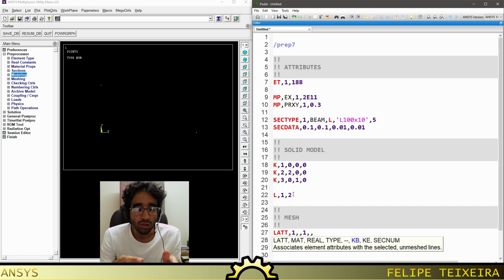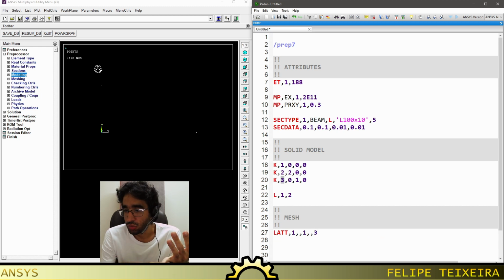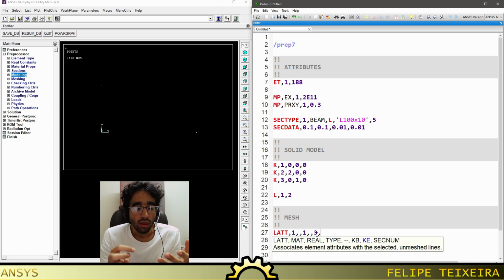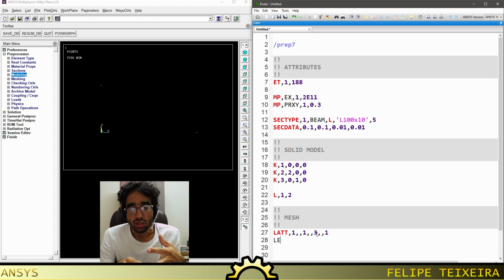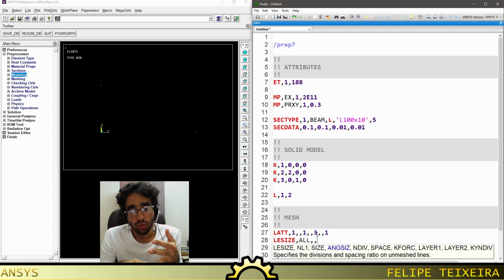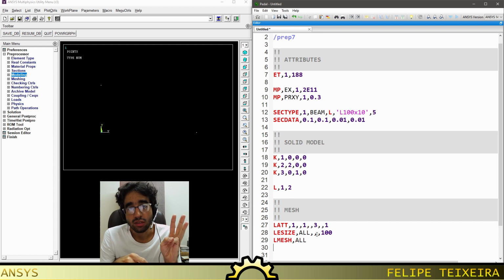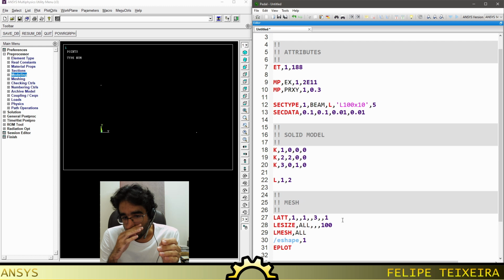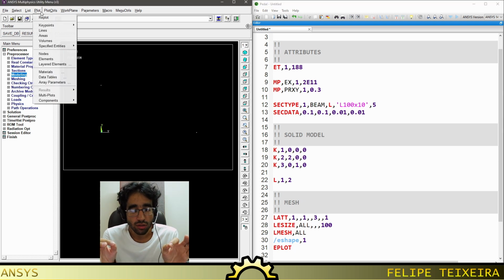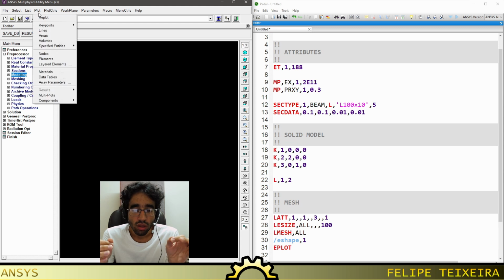First of all, setting attributes with the command LATT, line attributes. There I'm going to say that I'm using element type 1, material number 1, and cross-section number 1. I also have to inform, using the LATT command, that I'm using key point number 3 as the orientation key point. So that's the 3 you see there in the LATT command. Next, I'm going to issue the LESIZE command to divide the line in 100 elements, and then I'm going to create the mesh with the LMESH command.